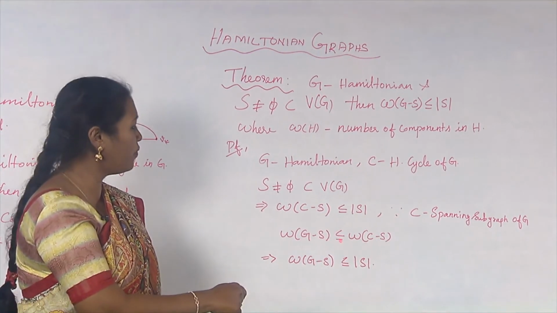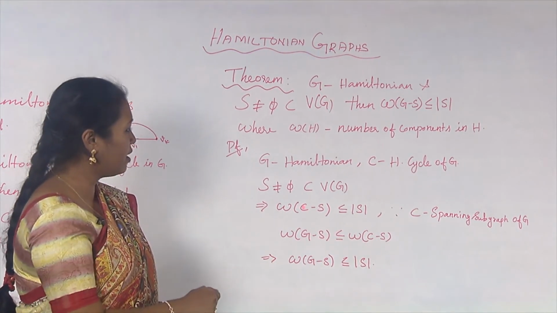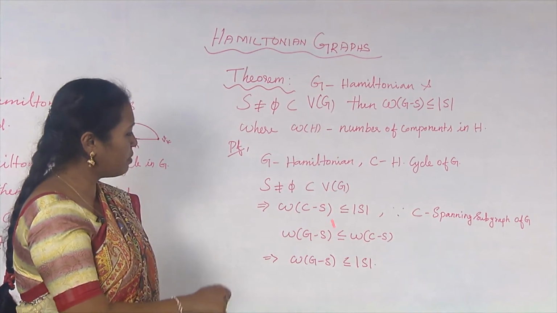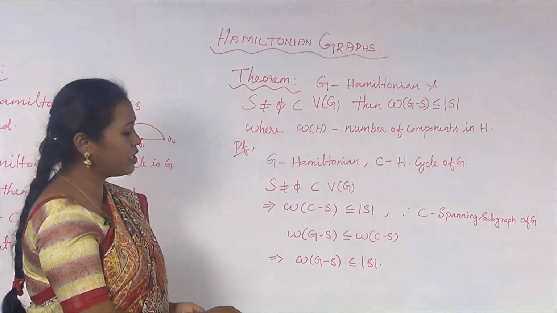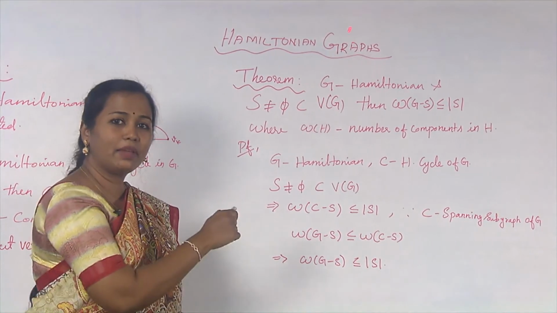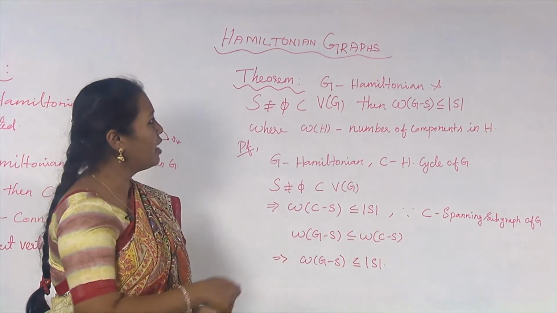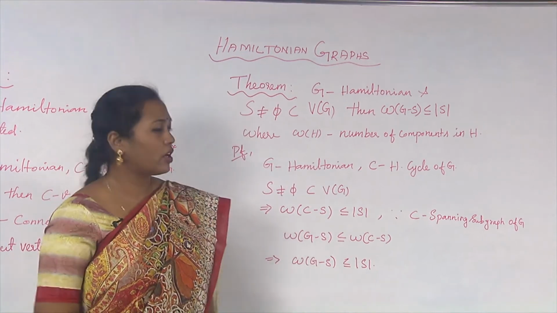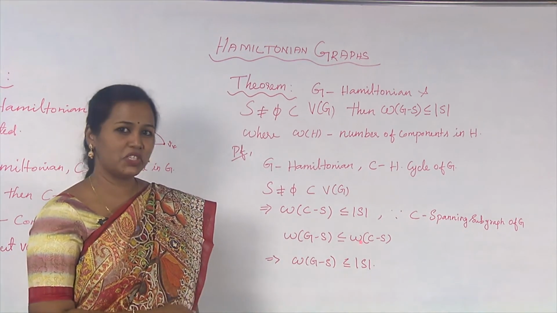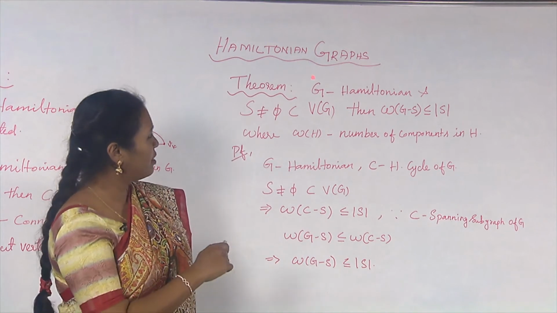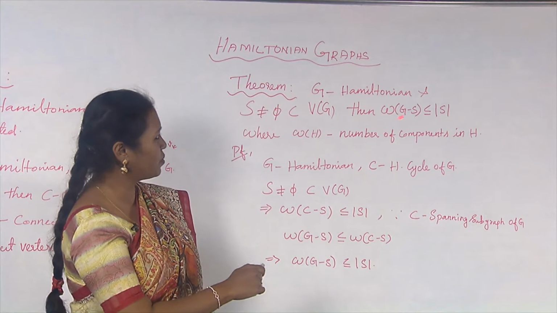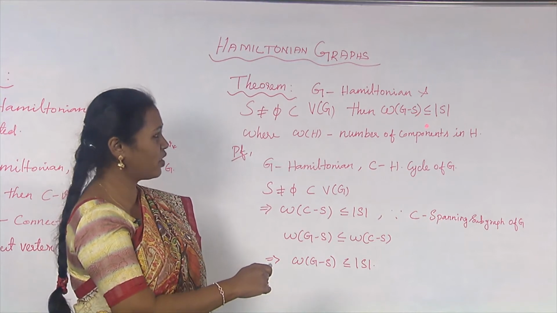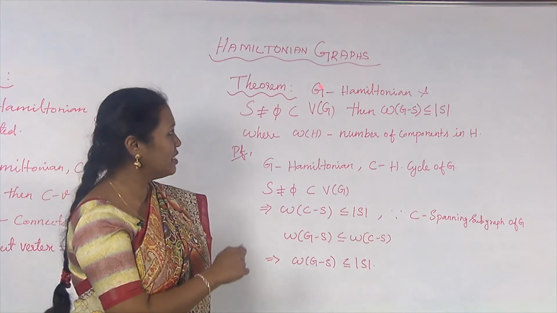This is also obvious, and therefore, from these two properties, from these two conditions, you can say omega of G minus S is less than or equal to cardinality of S, thereby proving our original theorem and hence the proof. The converse part of this theorem is not true, because the necessary condition is that if G is Hamiltonian, then this condition is true, omega of G minus S is less than or equal to cardinality of S. This is the theorem.